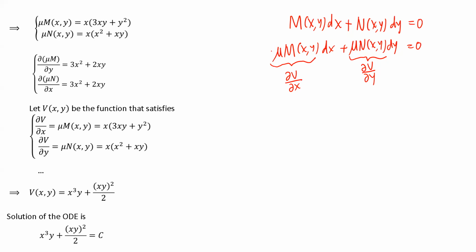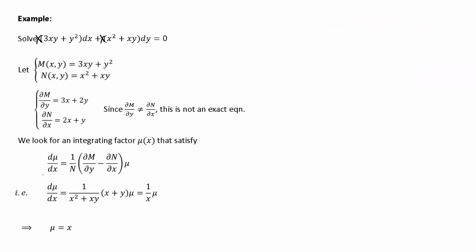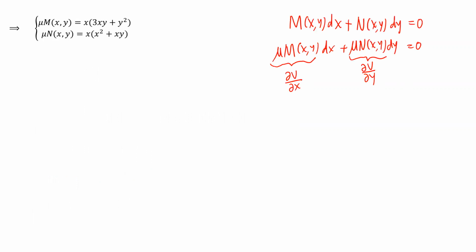And the way that we find mu is that mu has to satisfy this equation. If mu satisfies this equation, then we know that this new differential equation is an exact equation. If it is an exact equation, then the job is just to find v, and the solution is v equal to a constant.